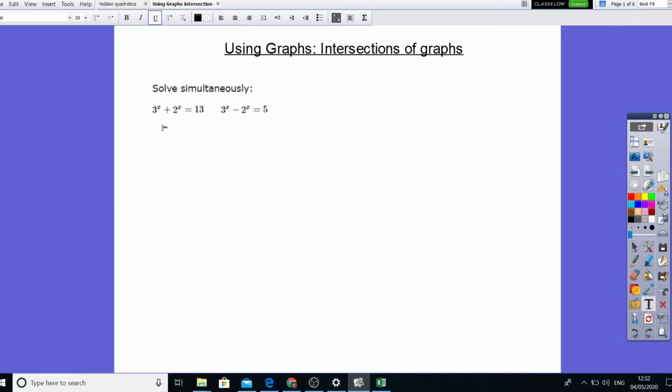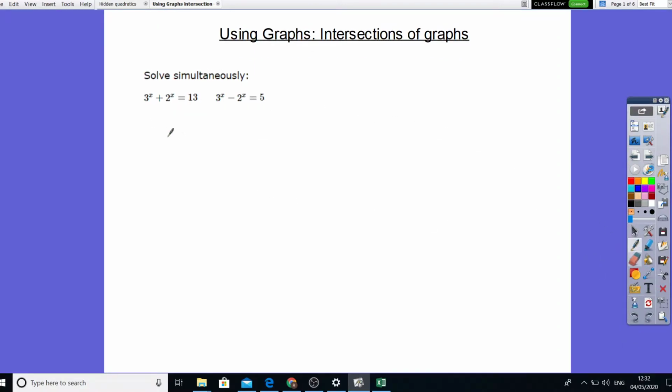So what I'm going to do is call this one equation 1 and this one equation 2, and solve them simultaneously. I'm going to do equation 1 add equation 2, which gives me 3^x plus 2^x equals 13, and 3^x minus 2^x equals 5.